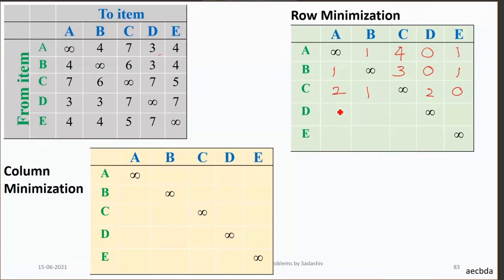And D: 3 is the minimum number, and 4. Next, E, the last row: again 4 is the minimum number. 1 and 3. Likewise, we are finished with the row minimization.